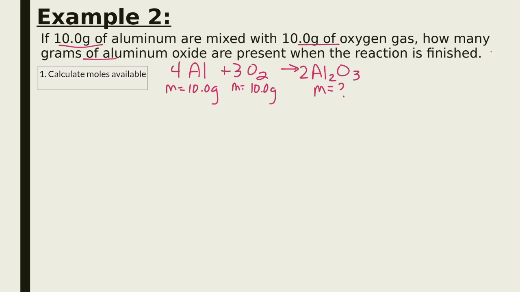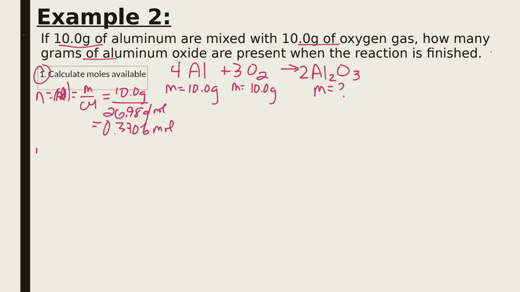So let's start to calculate this. And remember, this is going to be a 4-step question. And number 1 over here is going to be calculate the moles available of both of your reactants. So let's do that quickly. So moles of aluminum are going to be, sorry, that's a very messy Al, mass divided by molar mass. We know we have 10 grams, and we're going to divide by the molar mass of aluminum, which is 26.98 grams per mole. We get a mole value of 0.3706 moles.